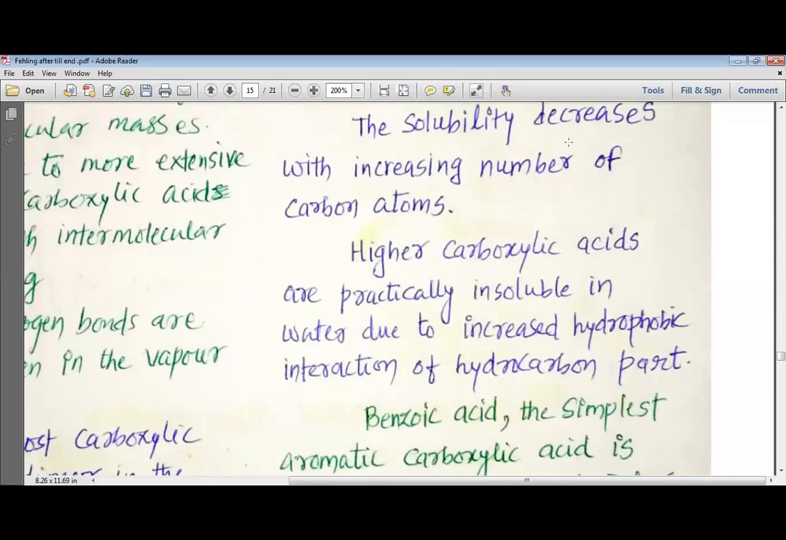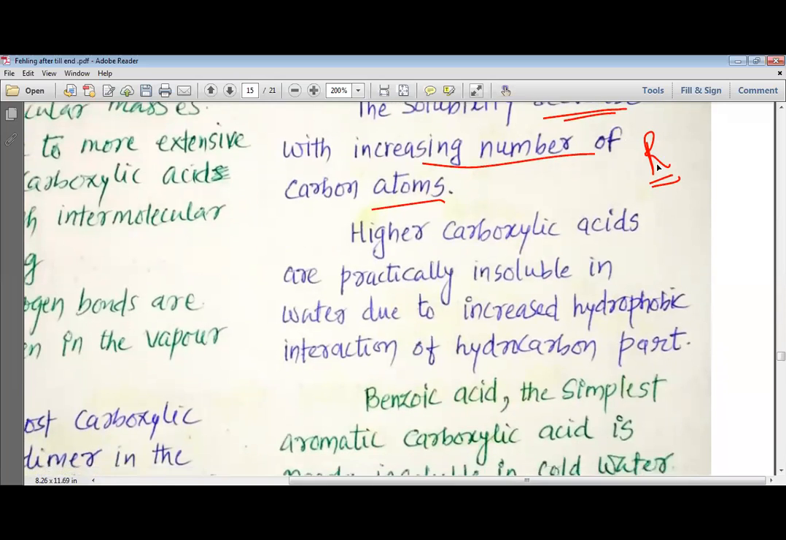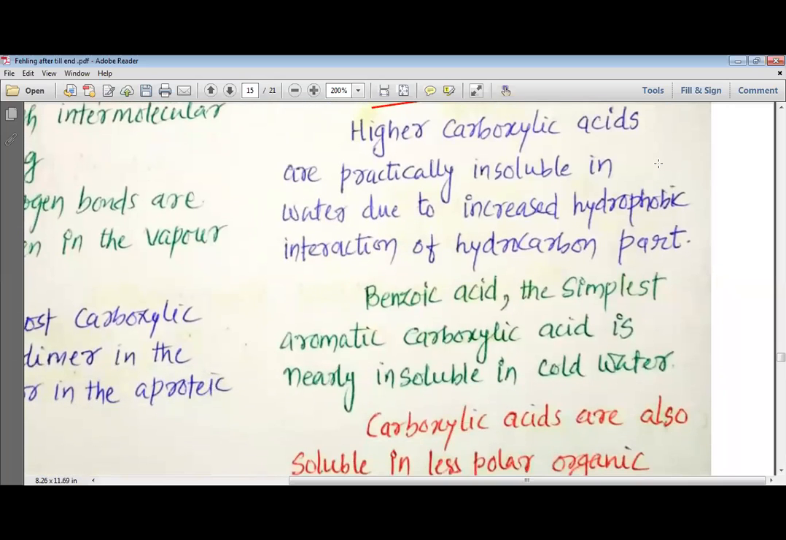The solubility decreases with increasing number of carbon atoms. So if the alkyl chain or the aryl chain becomes longer and longer, if more and more carbons are added to this chain, the solubility decreases because the long chain does not allow more hydrogen bonding, or the distance between the water molecule and the next molecule increases and thus the hydrogen bonding decreases. Higher carboxylic acids are practically insoluble in water.